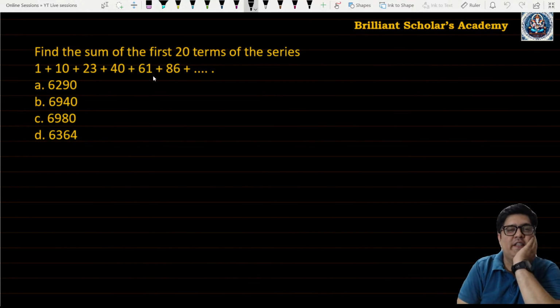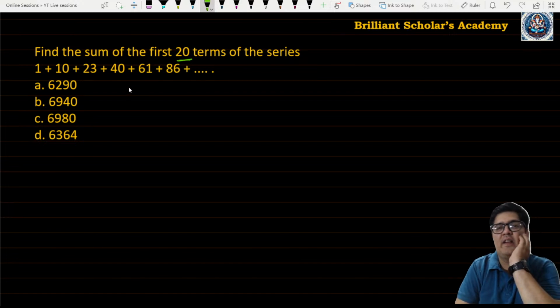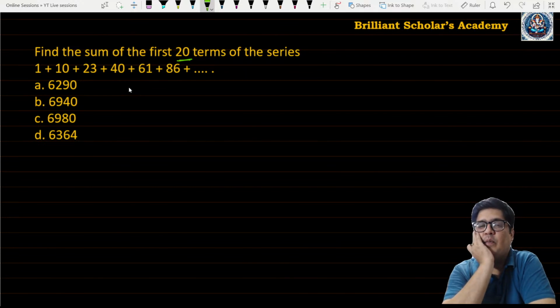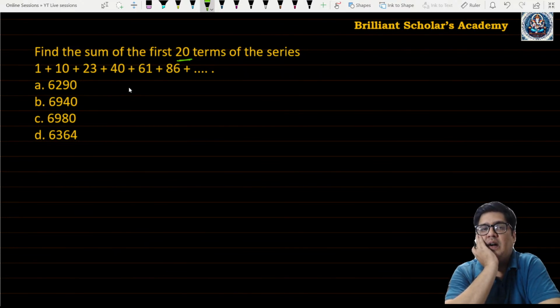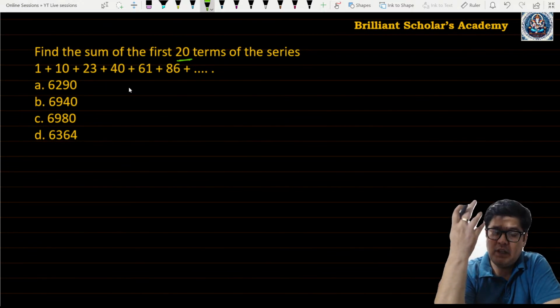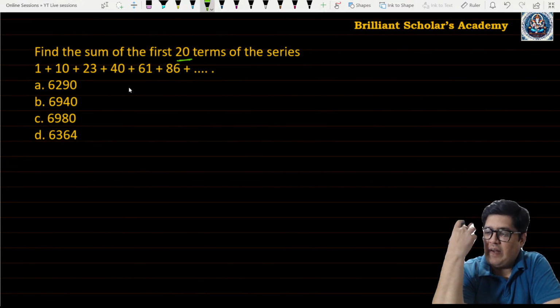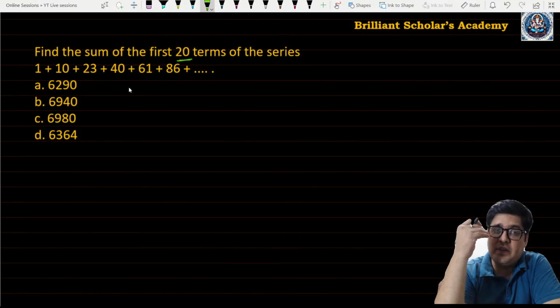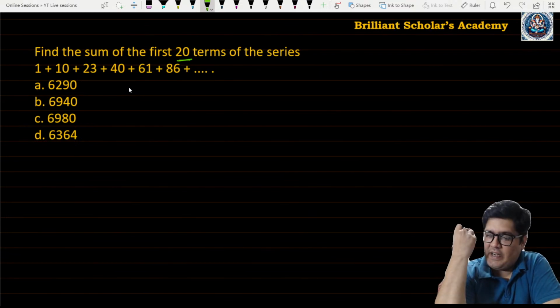Look at the kind of sequence we have. There are how many terms? 20 terms in the sequence. Can you find the sum of this sequence? First, you have to identify what kind of sequence this is. Then you have to find out the general term. Then you have to find out the addition.